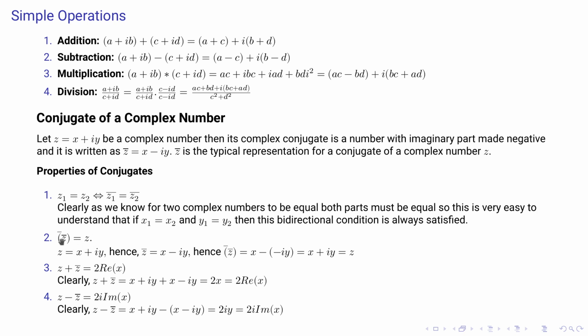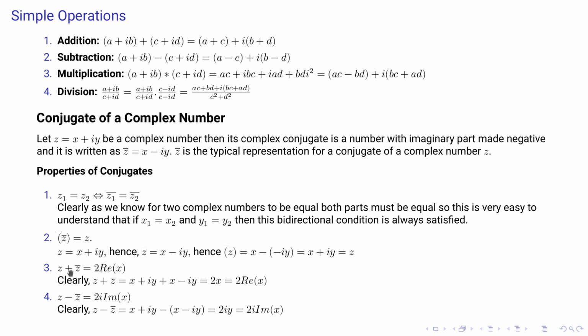Similarly, conjugate of z, and then you again take conjugate, that will be equal to z. So suppose z = x + iy, then conjugate of z is equal to x - iy, and then conjugate of that is x - (-iy), which is x + iy, which is equal to z.